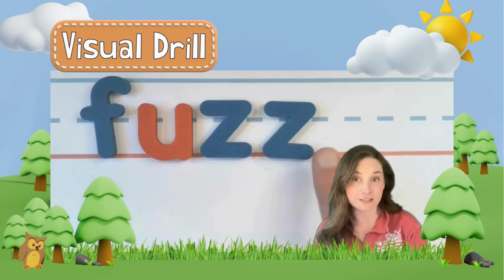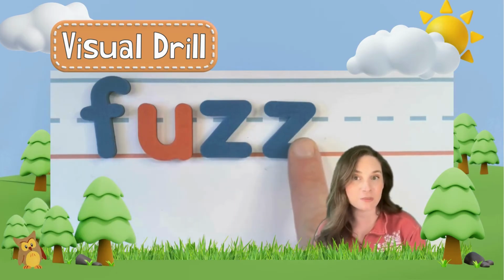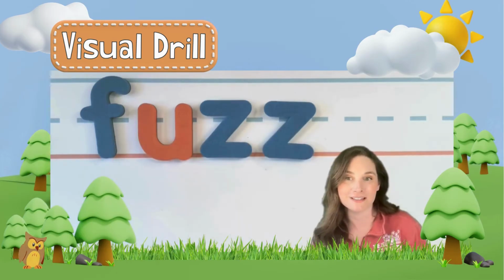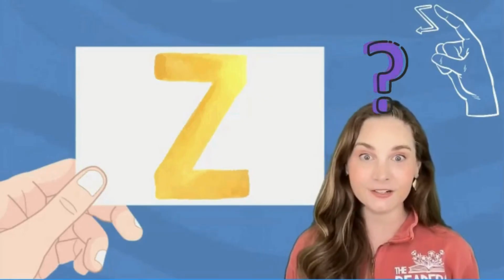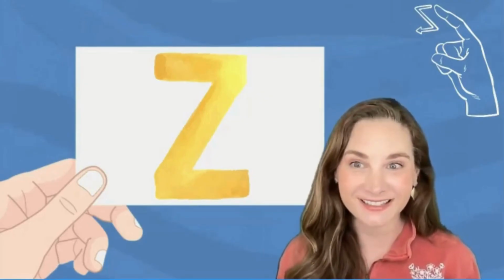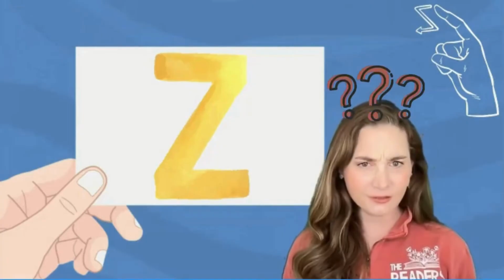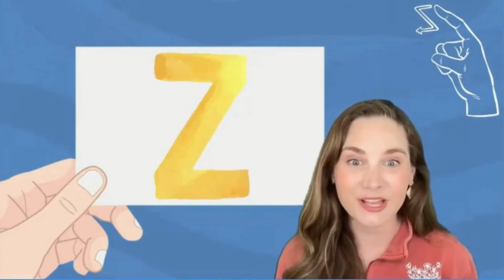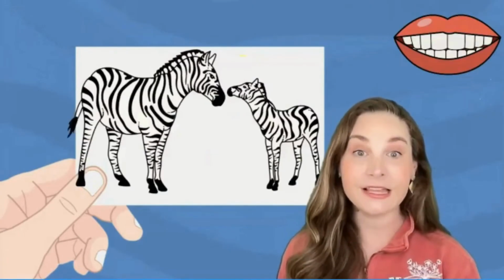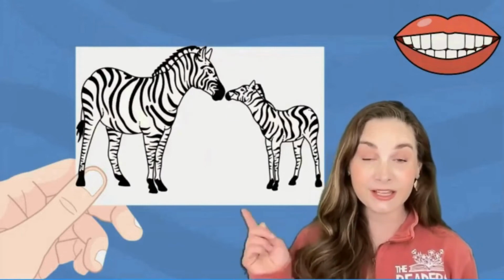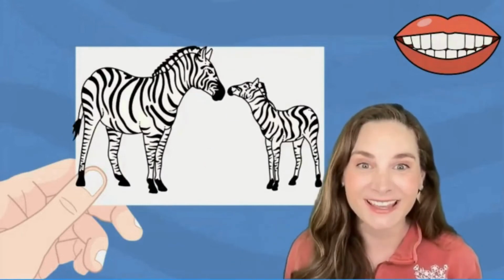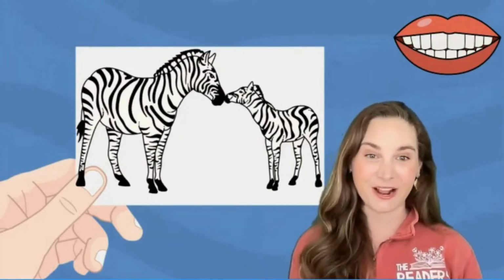Fuzz, fuzz. ZZ spells Z. This is the letter Z. What does Z spell? Z spells Z, like in the word zebra.